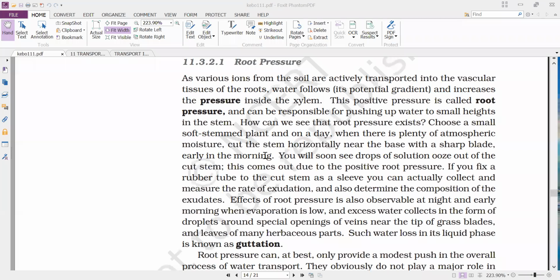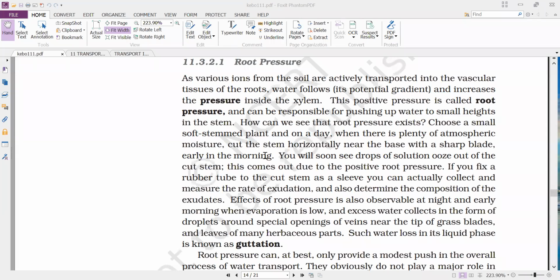And this whole setup is placed aside for about 1 hour to 2 hours. After 1 or 2 hours, when you observe, we can see there is an increase in the level of water in the glass tube.